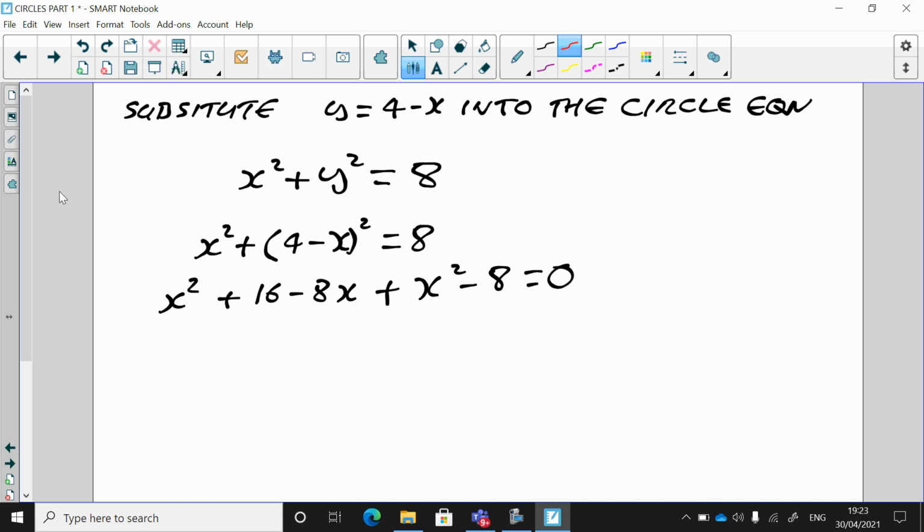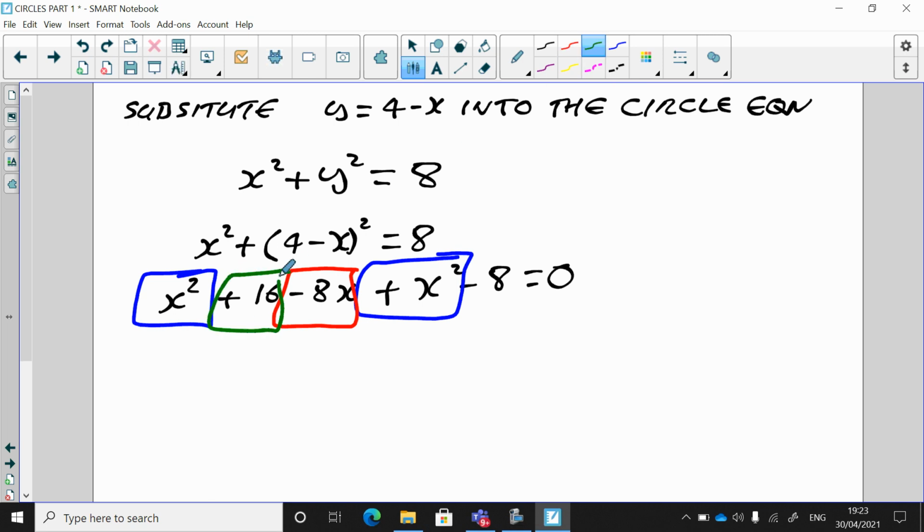Right, so we've got that there. Right, let's tidy things up. What can we tidy up here? X squared plus x squared, that's 2x squared. We can tidy that up. And anything else? Well, we've only got one single term in x. That's negative 8x. That's fine.